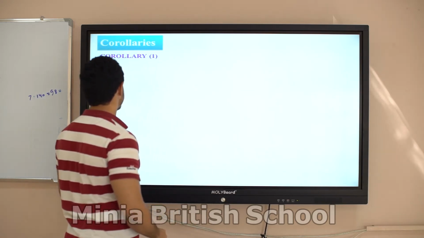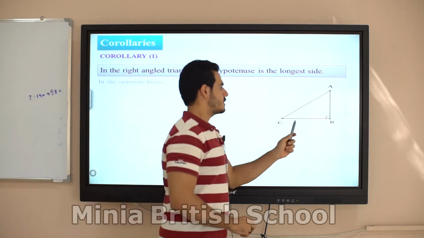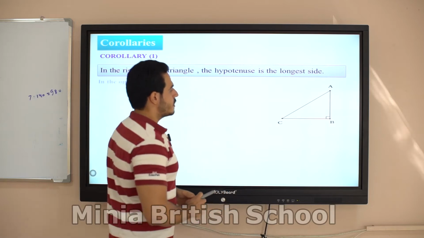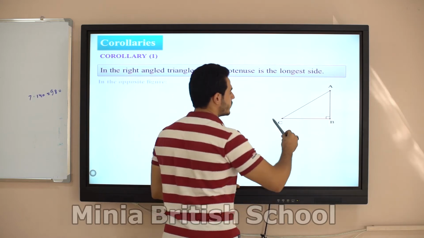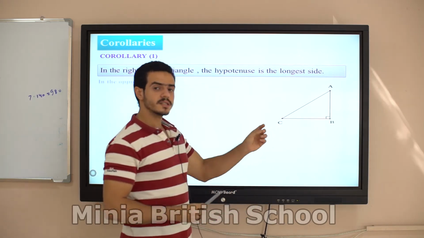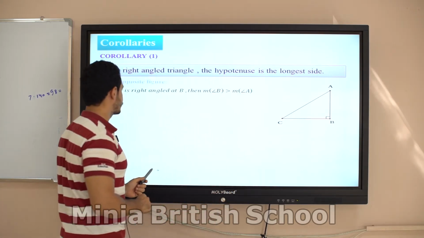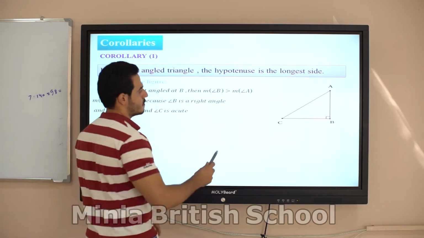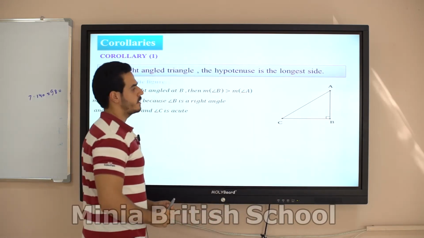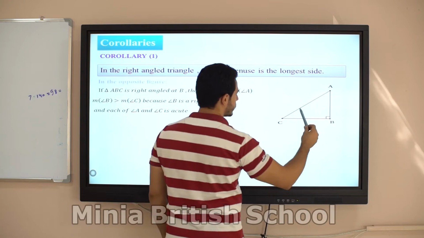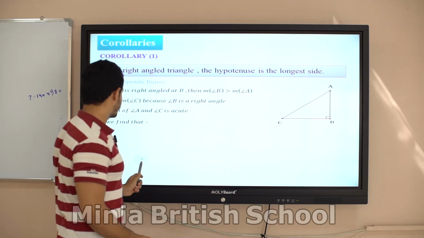Let's take some corollaries. Corollary 1. ABC is a right angle triangle at B. Which is the greatest angle? The greatest angle is the right angle, so the greatest side is the hypotenuse. So the hypotenuse is the greatest side in the right angle triangle, because measure of angle B is greater than measure of angle C and greater than measure of angle A. So you will get AC greater than AB and greater than BC.